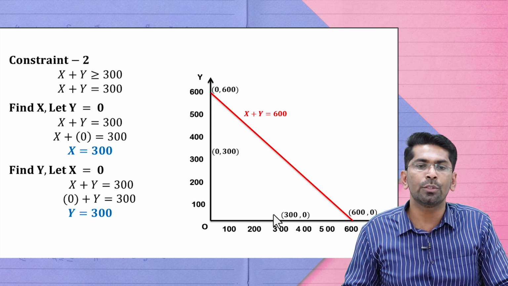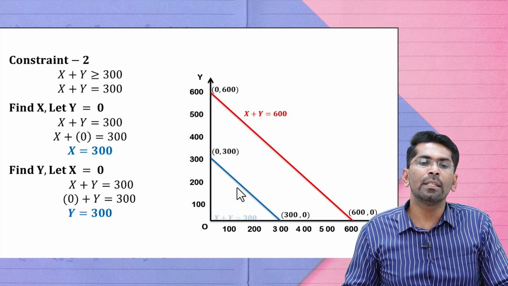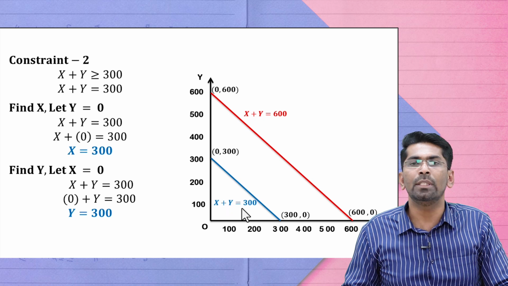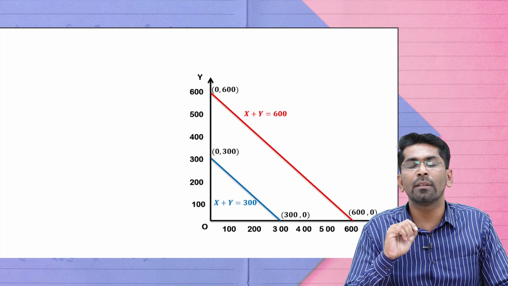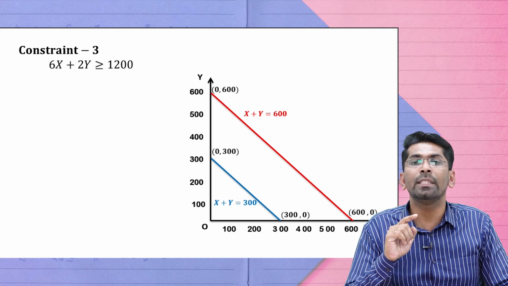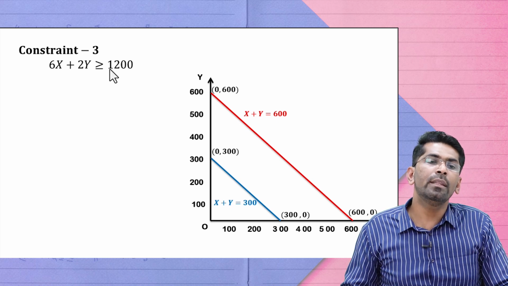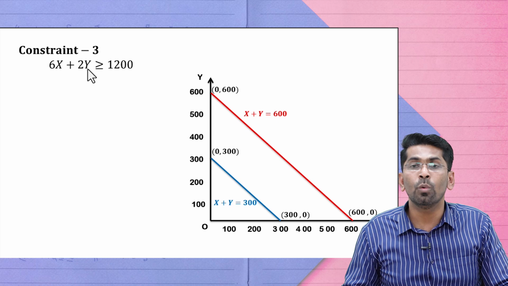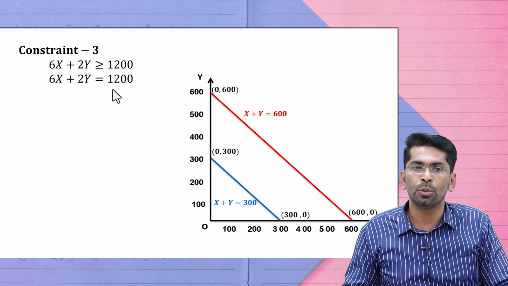So I am going to join these 2 points, that is 300 on the y-axis and 300 on the x-axis. It will be represented by a blue line. So it is representing the second constraint, that is x plus y equal to 300. Now again we have one more constraint. So I am going to consider the third constraint, constraint number 3, which is 6x plus 2y, greater than or equal to 1200. Now again I am going to convert this inequality sign, greater than or equal to, into the equality sign. So it will become 6x plus 2y is equal to 1200.